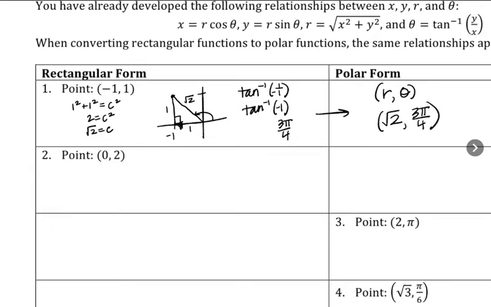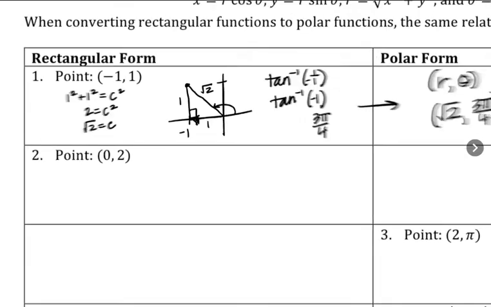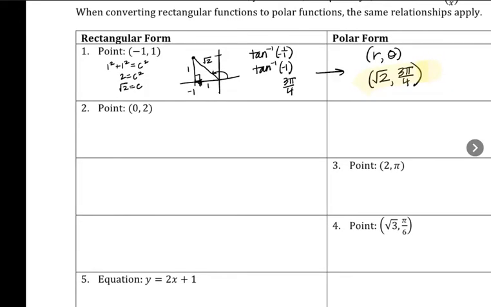There are lots of other solutions to this. For example, if I wanted to use the radius of negative radical 2, I could have just used a different angle. If I wanted to use a negative angle, I could have used a negative angle. There are other solutions. This is not the one and only, but there you go. Now let's try the reverse. We just did rectangular to polar. Let's do polar to rectangular.